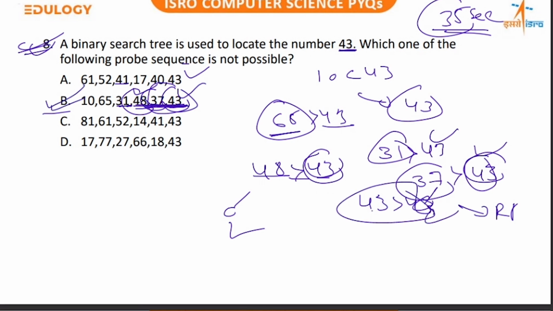Based on this, this is valid; you try this one, this is also valid. So option A is your correct answer, which is not valid just because of this 17.